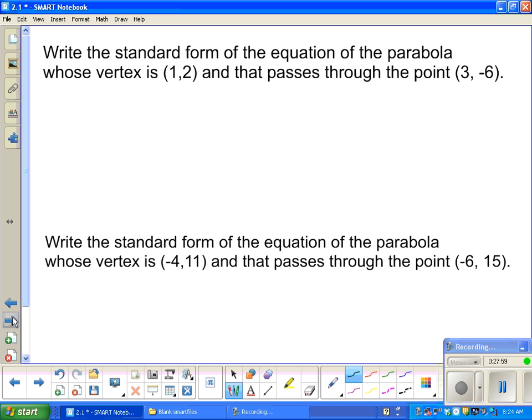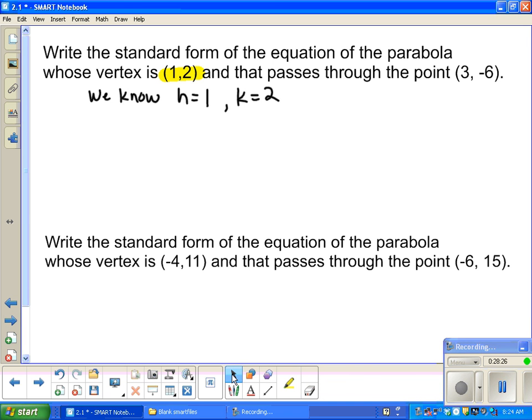Now we're going to write the equation given what we know. Okay, so we're writing the standard form of the equation of the parabola, whose vertex is at 1, 2, and it goes through the point 3, negative 6. So what do we know? We know h equal 1, k equal 2. That's from our vertex. We know that x equal 3 and y equal negative 6.